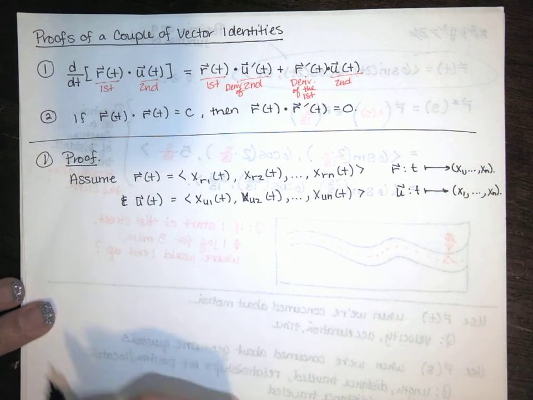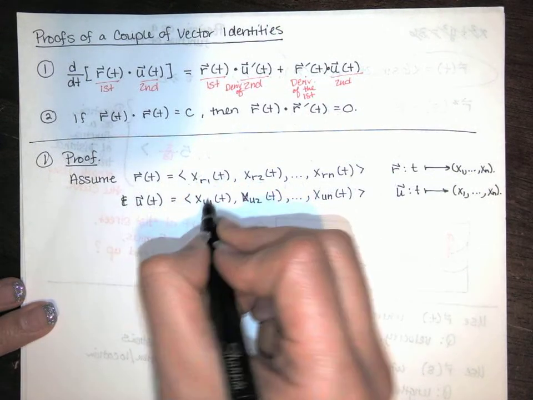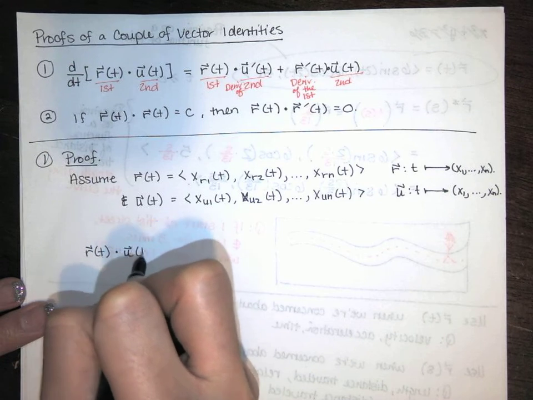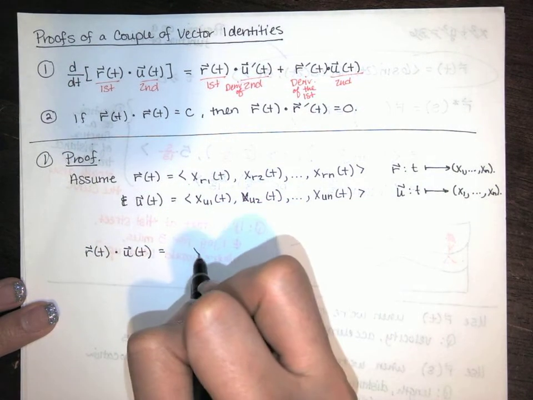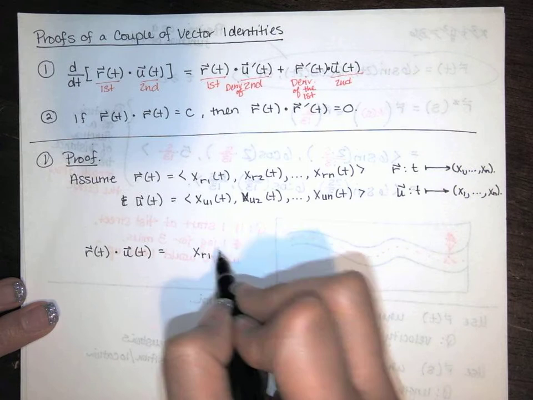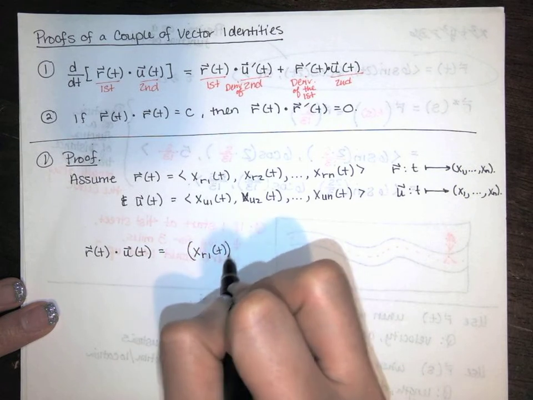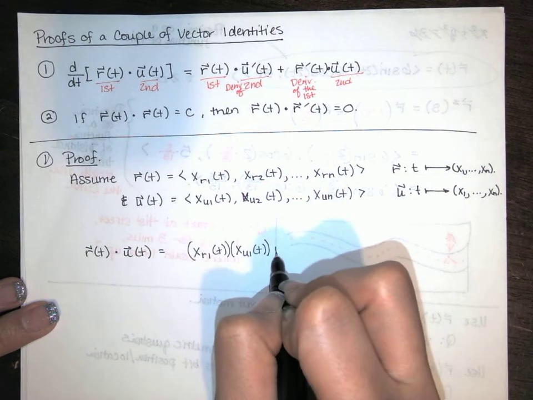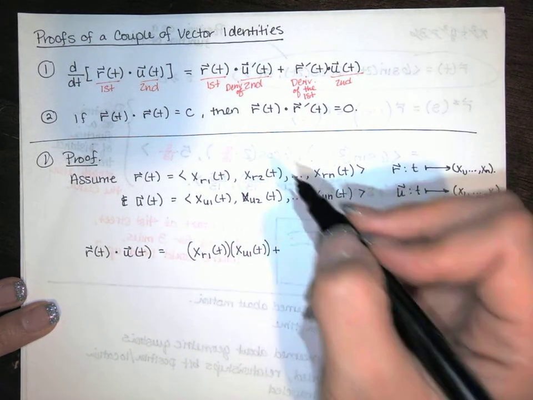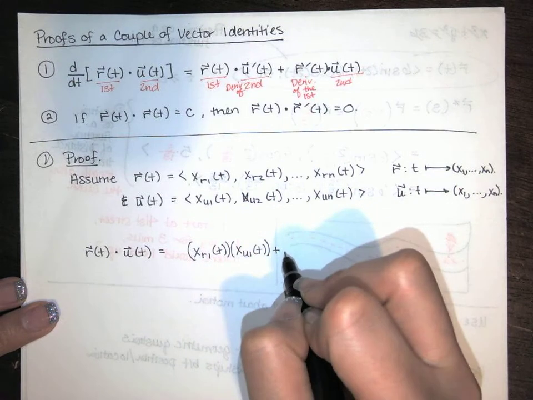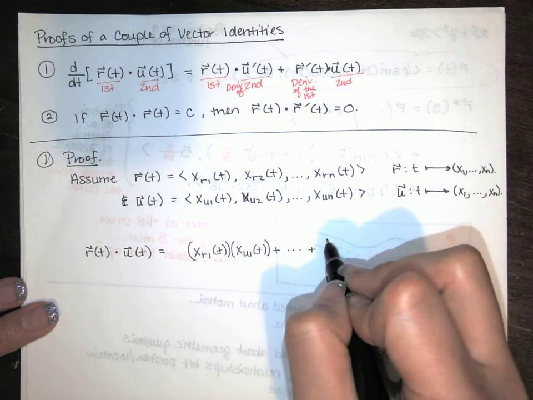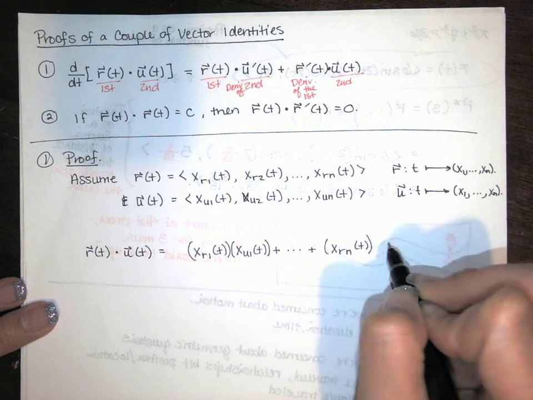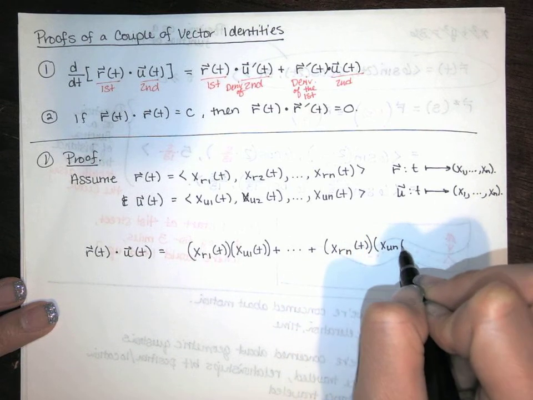If I take the dot product of these two, I'm just going to end up multiplying component by component, right? That's how the dot product works. So I have x sub r sub 1, that's a function of t, times x sub u sub 1, also a function of t, and then we're going to add this times this, and then we'll add the next one times the next one, and we'll keep going. We're going to have n terms. The last one is x sub r sub n of t multiplied by x sub u sub n of t.